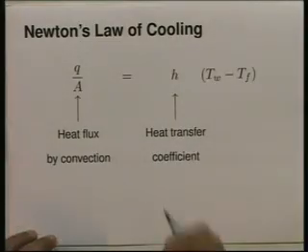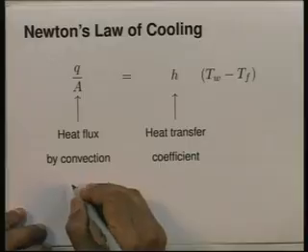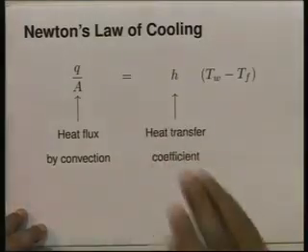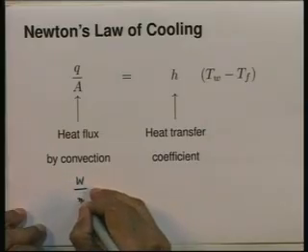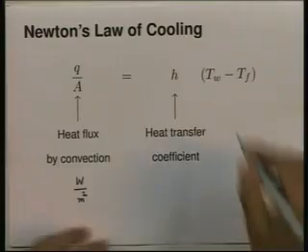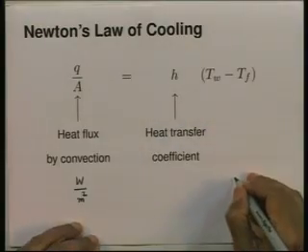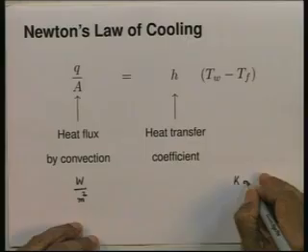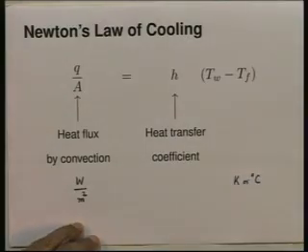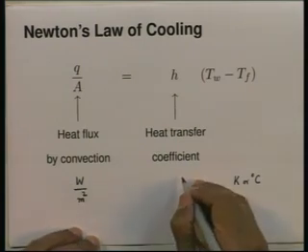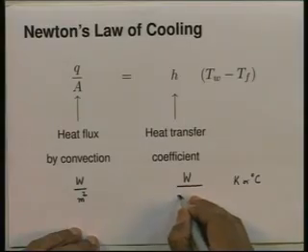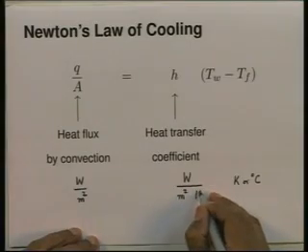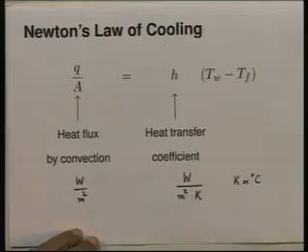All right. So, let us look at the units again. Q by A would be a heat flux, heat flow rate per unit area, watts per meter squared. The temperature difference Tw minus Tf would be in degrees Kelvin or degrees centigrade, it does not matter which one, since it is a temperature difference, it will be numerically equal. Therefore, the units of H would be watts per meter squared Kelvin.